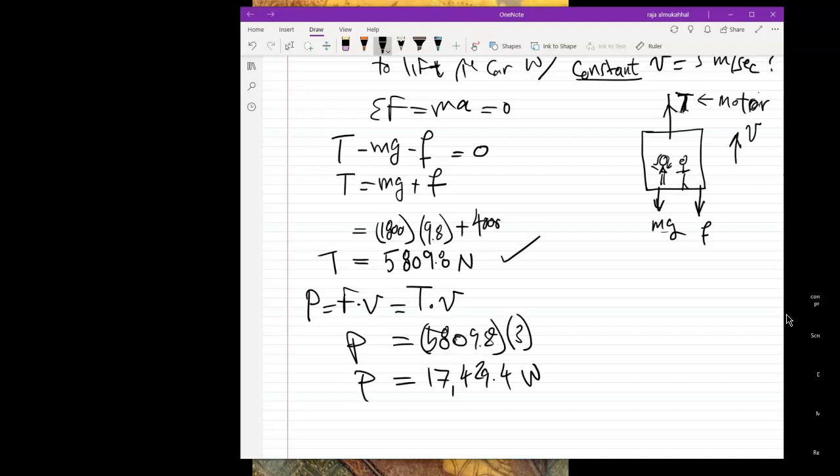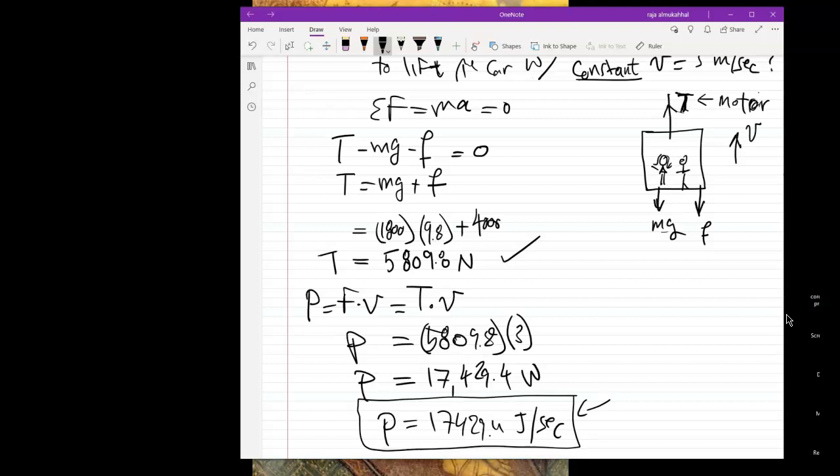That's how much energy is being consumed, or in other words, 17,429.4 joules per second. That's how much power the motor is using to lift itself and the passengers at a speed of 3 meters per second. You got it? Okay.